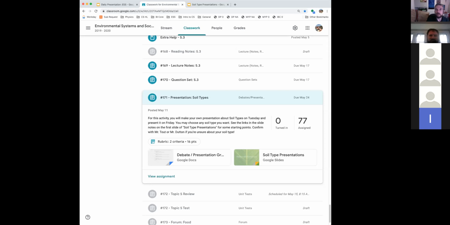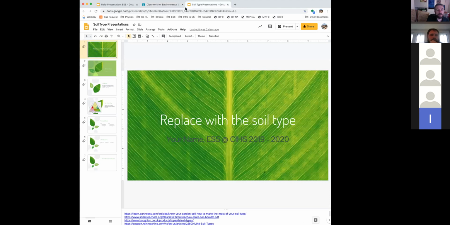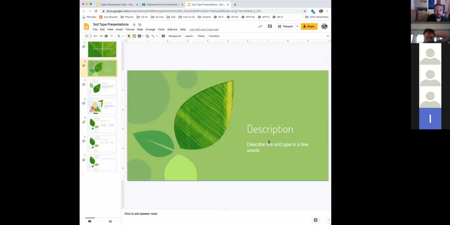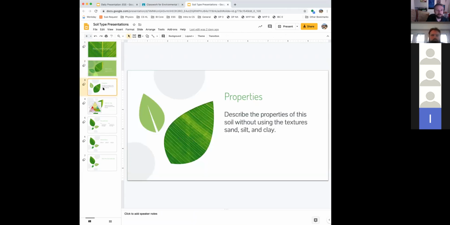All right. So the soil type presentations are wide open. You can choose whatever soil type you would like and do the research on it. I put together a template for you with 7 slides. First one just needs the soil type and your name. Second one is just the description of the soil type in a few words, really straightforward.